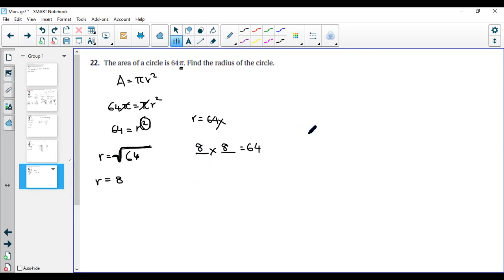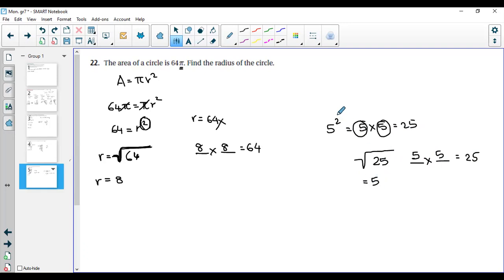I'll quickly explain more about square roots. Now you have 5 square. What does this 5 square mean? It means 5 multiplied by 5, which is 25. But if I want to find out the square root of 25, it means which same number multiplied 2 times will give me 25? It's 5 and 5. So the square root of 25 is 5. So it's like the opposite of the square.